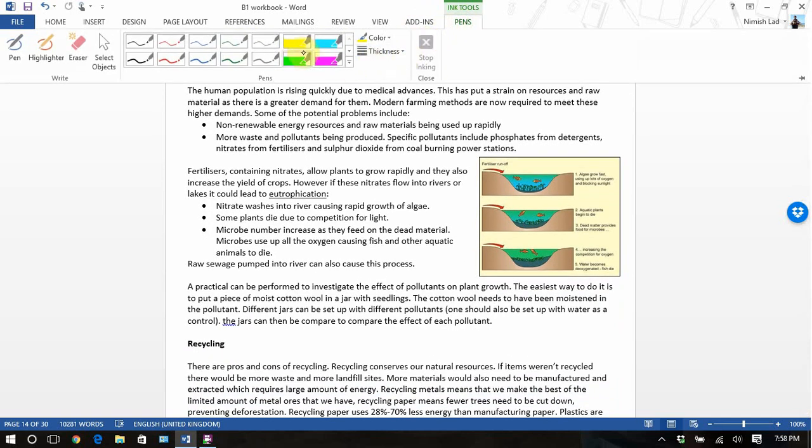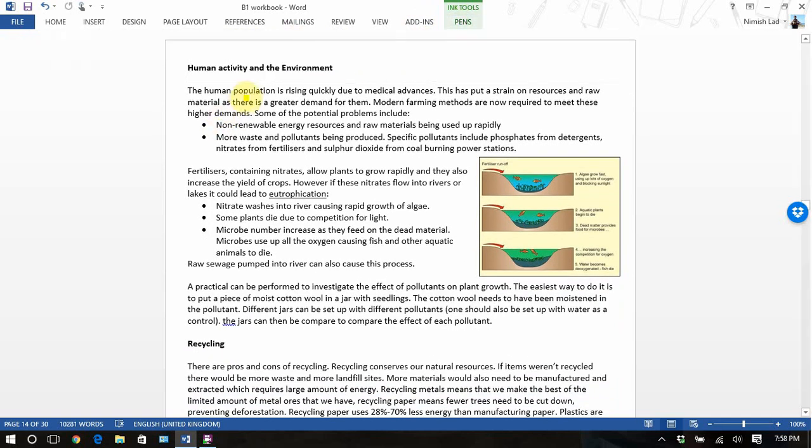So we need to talk a bit about human activity and recycling. The main bit of human activity that you need to understand that comes up so often here is eutrophication. I'll go through that in a bit of detail in a second. The human population is rising drastically, due to medical advances. This puts a strain on resources, there are not as many raw materials, because there's a greater demand for them. So modern farming has to keep up with these demands. And some potential problems are our resources are non-renewable and our raw materials are being used up.